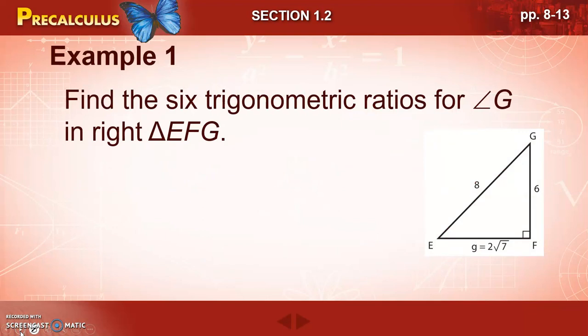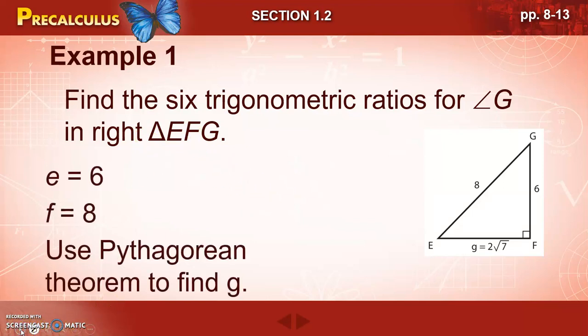So those are the 6 trig ratios that you need to know. Let's do some practice finding all 6 trig ratios for angle G in this right triangle EFG. We know that side e, the opposite of angle E here, is 6, and side f, the opposite of angle F, is our hypotenuse, and f is 8. We're going to use the Pythagorean theorem, first of all, to find g.